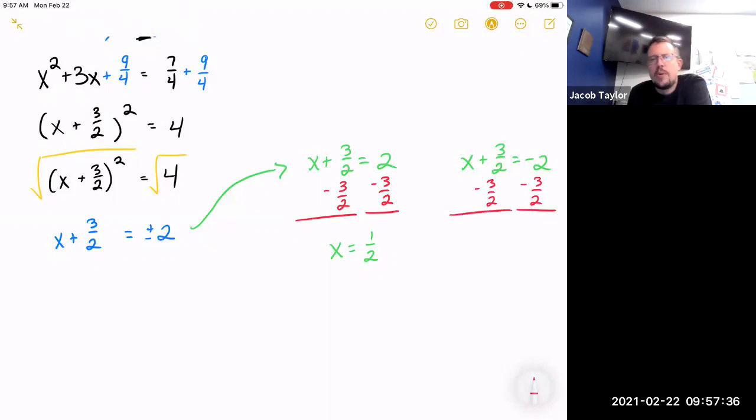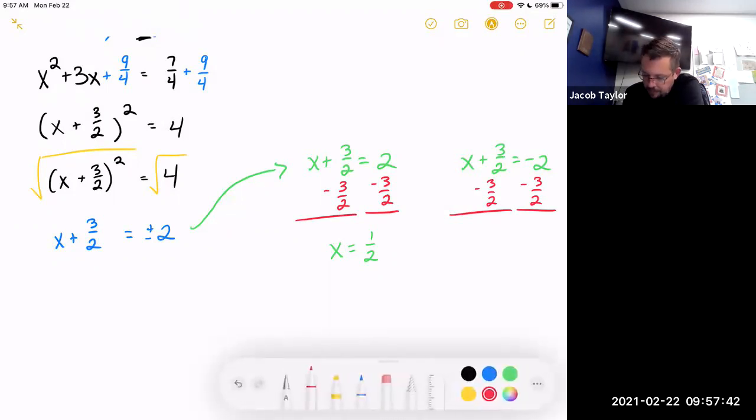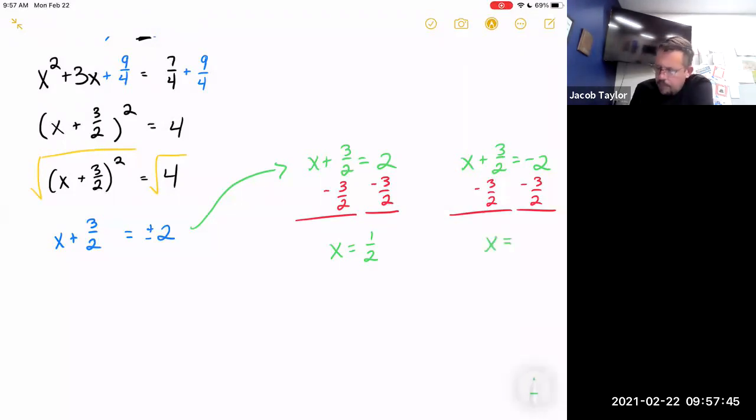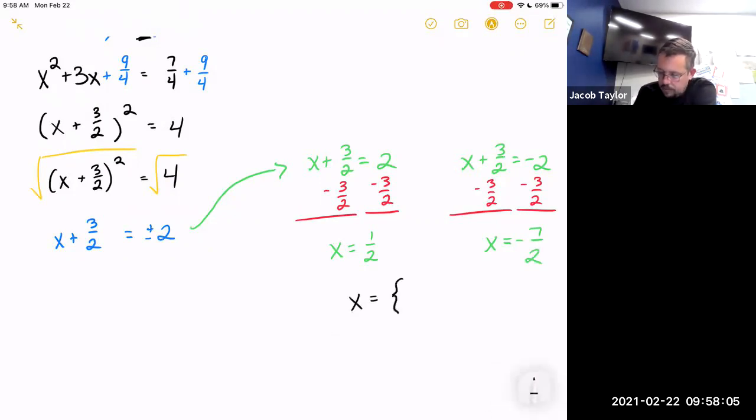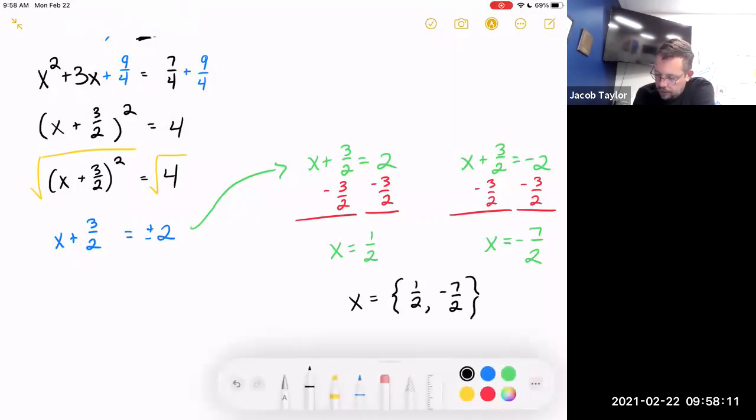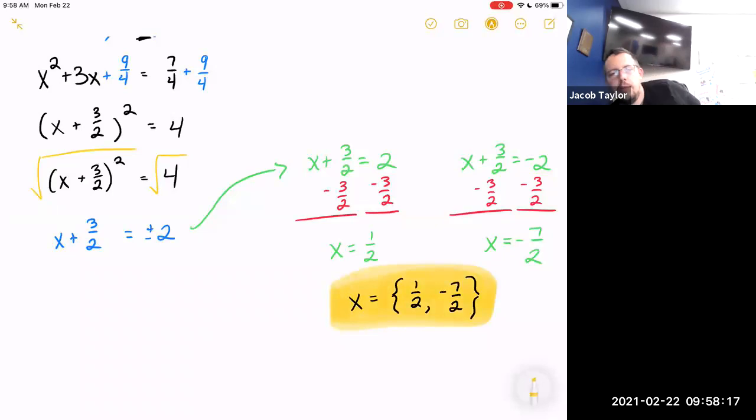If you want to think of it in decimal terms, 3/2 is 1.5. So 2 minus 1.5 is 0.5. -2 minus 3/2 is the same thing as -2 minus 1.5, which is -3.5, or if you want to do improper fractions, which everybody loves, -7/2. Those are all perfectly acceptable answers. I like improper fractions. Definitely prefer fractions to decimals a majority of the time.